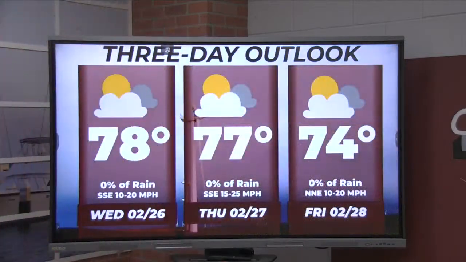Looking at our 3-day outlook for today, we are going to be partially cloudy for Wednesday, Thursday, and Friday, with Wednesday being at 78 degrees with a 0% chance of rain. On Thursday, 77 degrees with a 0% chance of rain. And on Friday, 74 degrees with a 0% chance of rain. And with that, let's take it back to our anchors.